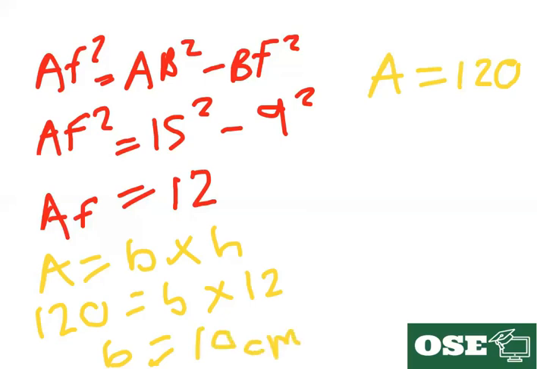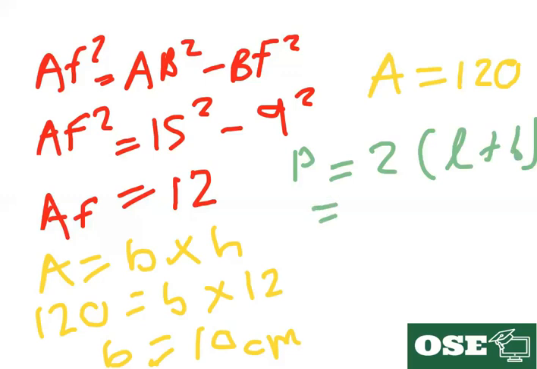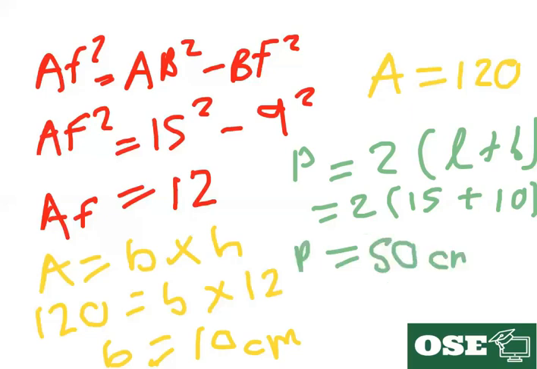So now that means perimeter is equal to 2 times length plus breadth, which is equal to 2 times 15 plus 10. So perimeter is equal to 50. Correct. 50 centimeters.